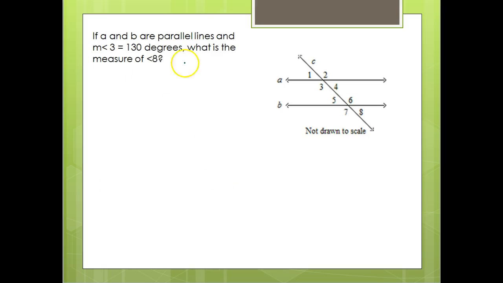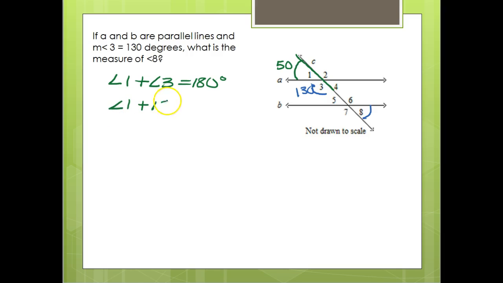Ooh, this is another fun one. So A and B are parallel lines, and they have been cut by a transversal C. So angle 3 right here is 130 degrees, and we want to find out what this angle is. Okay, so what we can do is angle 1, because remember this creates a supplementary angle, is going to be 50, because angle 1 plus angle 3 equals 180 degrees. So angle 1 plus 130 equals 180 degrees.